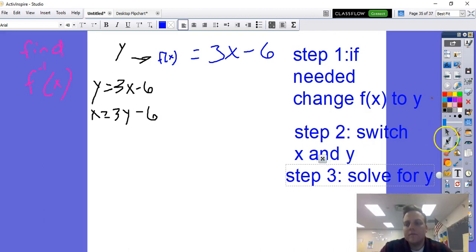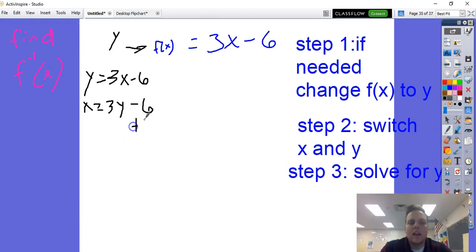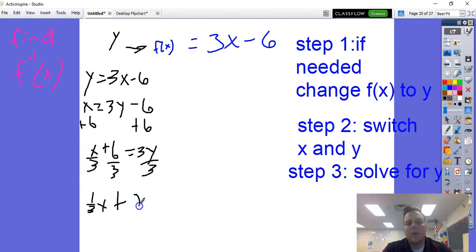Okay? So to solve for y, the first thing I need to do is add 6. Now x and 6, x plus 6, are not like terms, so they can't actually combine. So that just becomes x plus 6 is equal to 3y. So then what I need to do is finish getting y by itself. So if it's x plus 6 equals 3 times y, because that's what 3y means, I need to divide both sides by 3. That means everything gets divided by 3. So x over 3 is the same thing as 1/3 times x, plus 6 divided by 3 is 2.